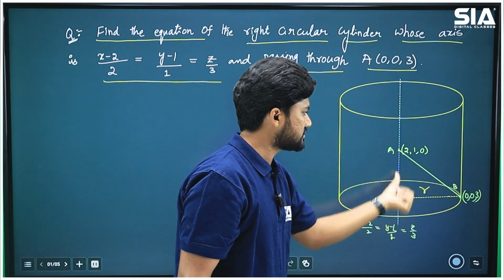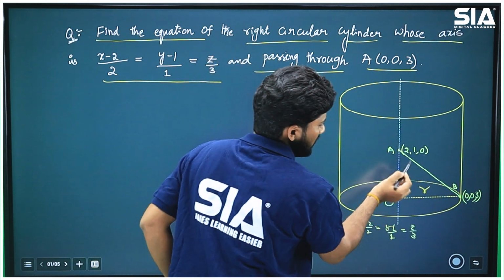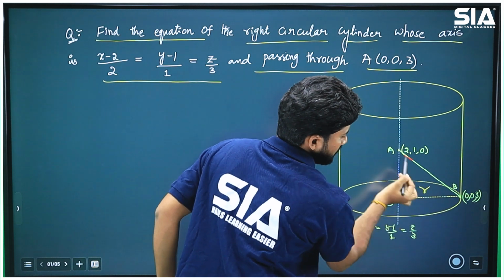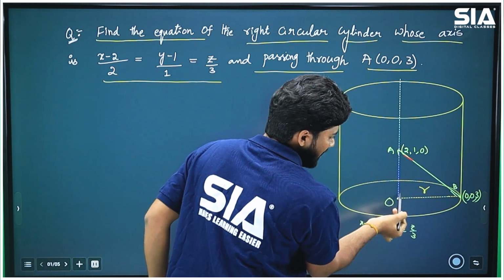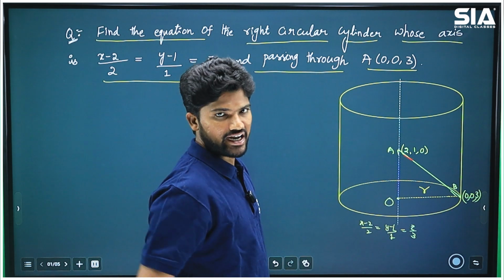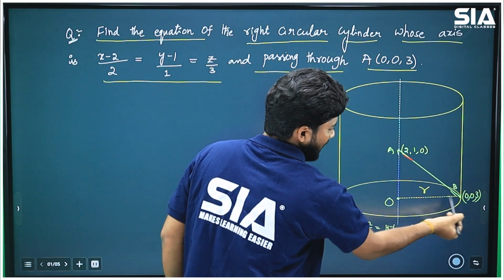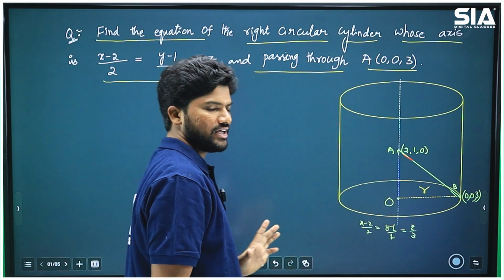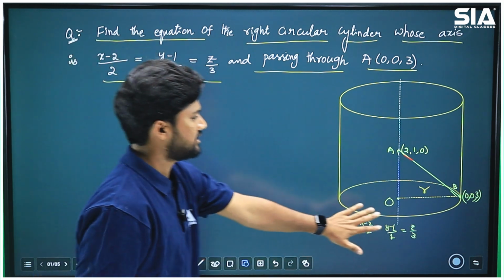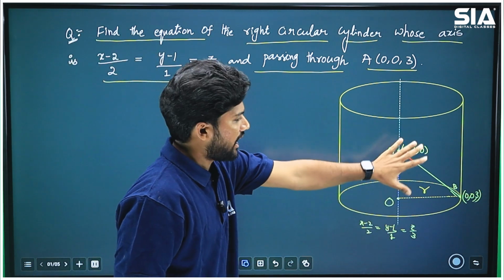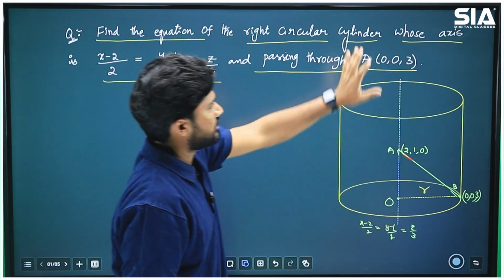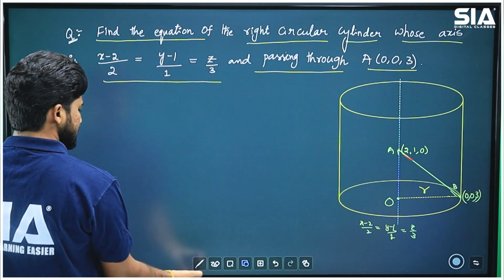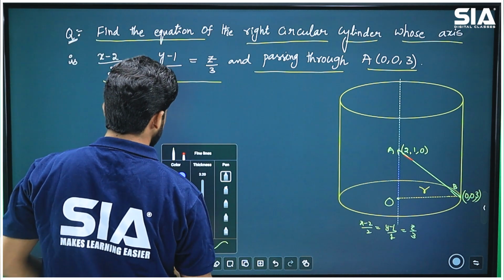And OA square. OA square is nothing but the projection of AB on the axis of the right circular cylinder. And what is the adjacent side? The adjacent side is the radius of the right circular cylinder. This is the given information and total explanation of the diagram from the given problem. So we'll discuss the solution of this problem step by step.